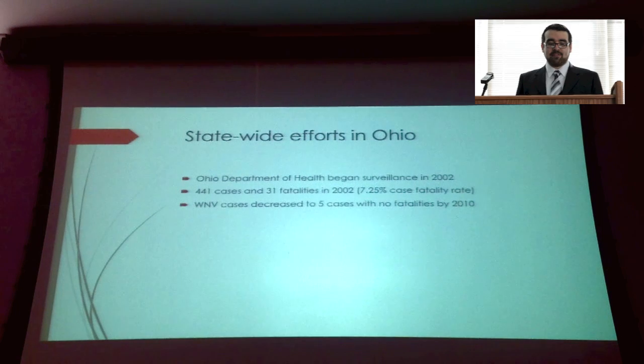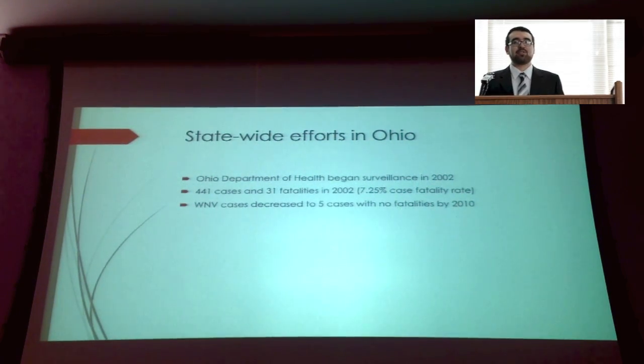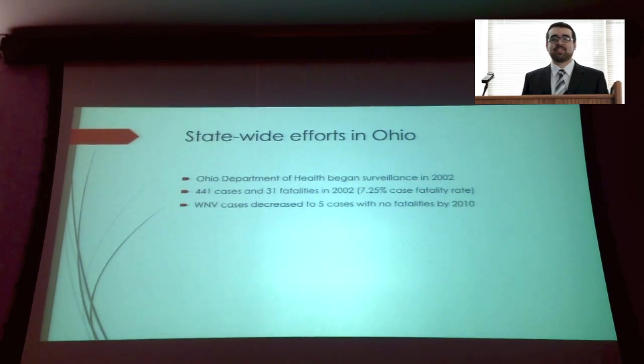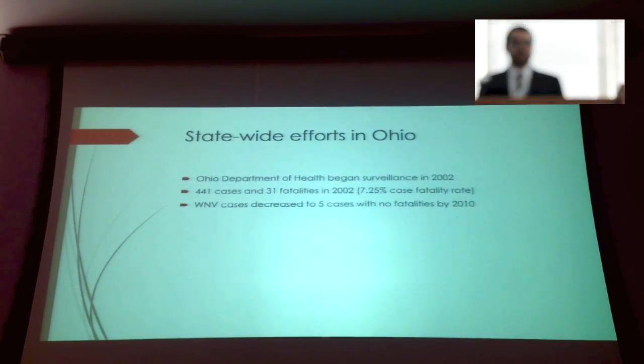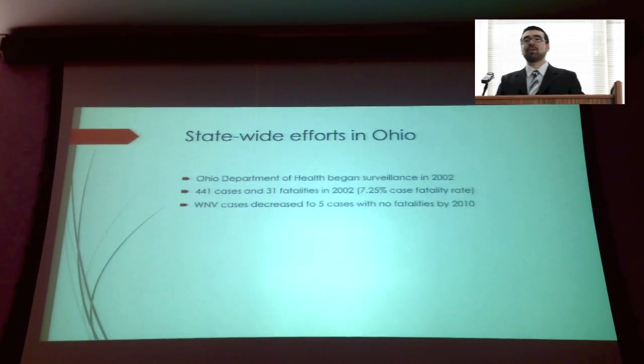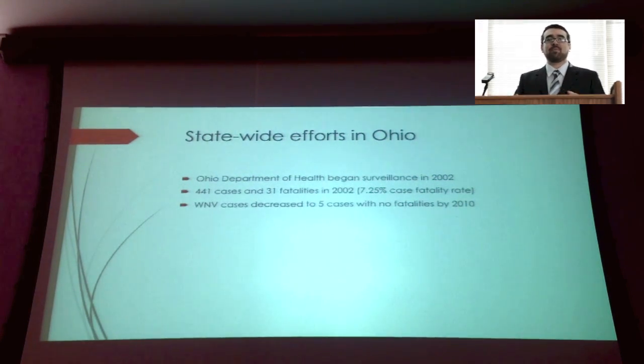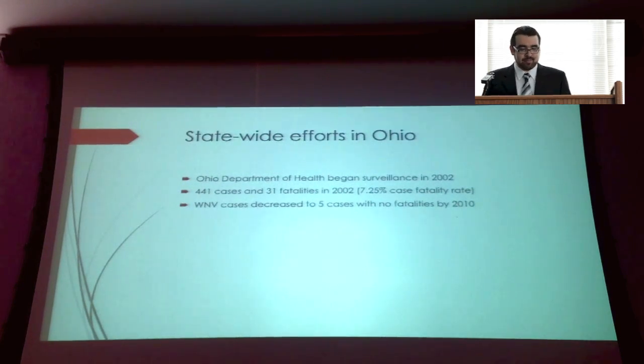Some of the statewide efforts in Ohio were put in place by the Ohio Department of Health in 2002. They began tracking the surveillance efforts around the county and collecting statistics. In 2002, there were 441 human cases of West Nile virus in Ohio and 31 fatalities. So there was a 7.25% case fatality rate among the reported cases, which were severe enough to warrant having a West Nile virus test done.